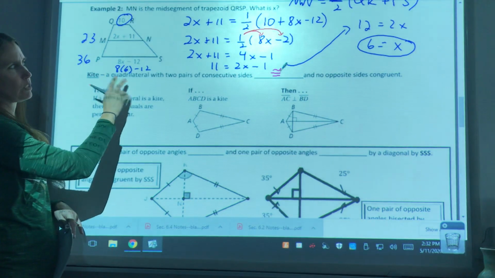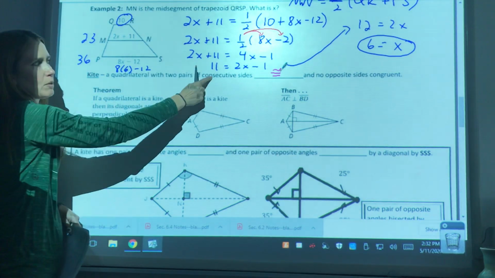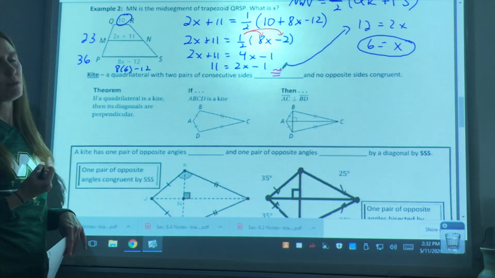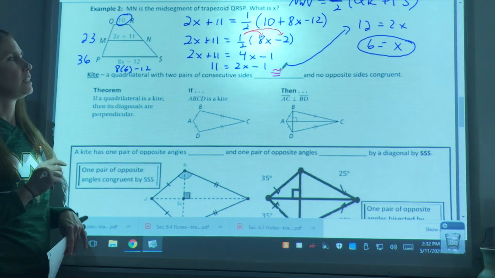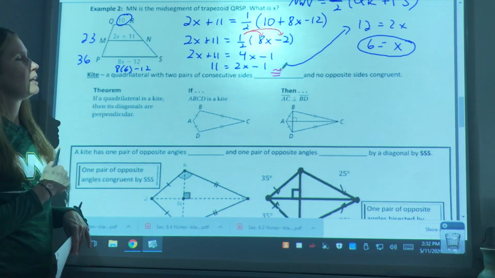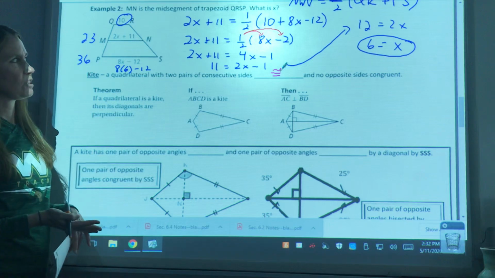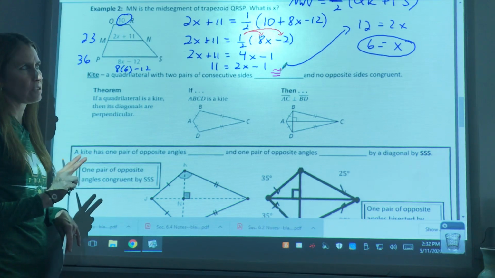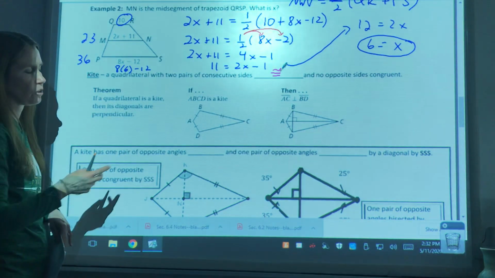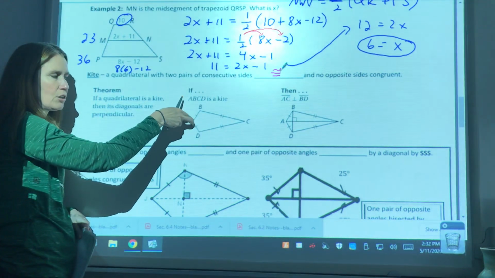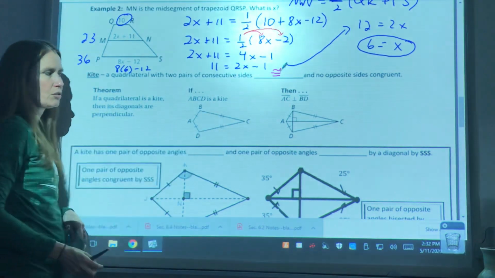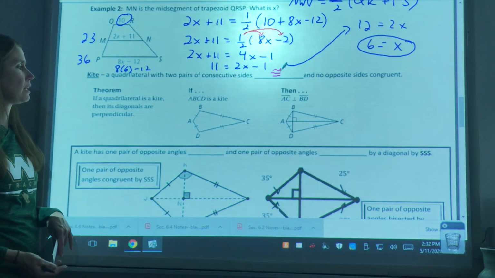All right, so this is some new information. It's a quadrilateral with 2 pairs of consecutive sides. We used the word consecutive the other day, which we said means right beside each other, like consecutive numbers, 1, 2, 3. So consecutive sides right beside each other. So 2 pairs of consecutive sides are congruent, no opposite sides are congruent. So here we're seeing these 2 sides are congruent and those 2 sides are congruent. Kind of 2 shorter sides, 2 longer sides.